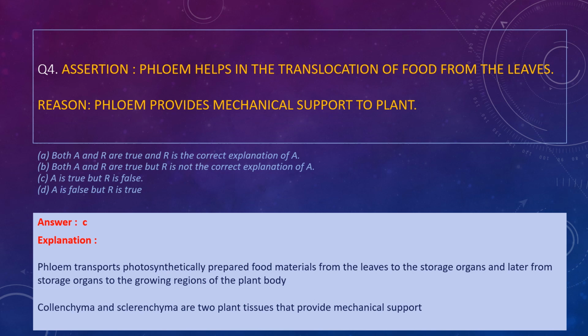So, phloem transports photosynthetically prepared food materials from the leaves to the storage area and vice versa, from the storage area later to the different parts of the plant. And the mechanical support of the plant is provided by the collenchyma and sclerenchyma tissues.